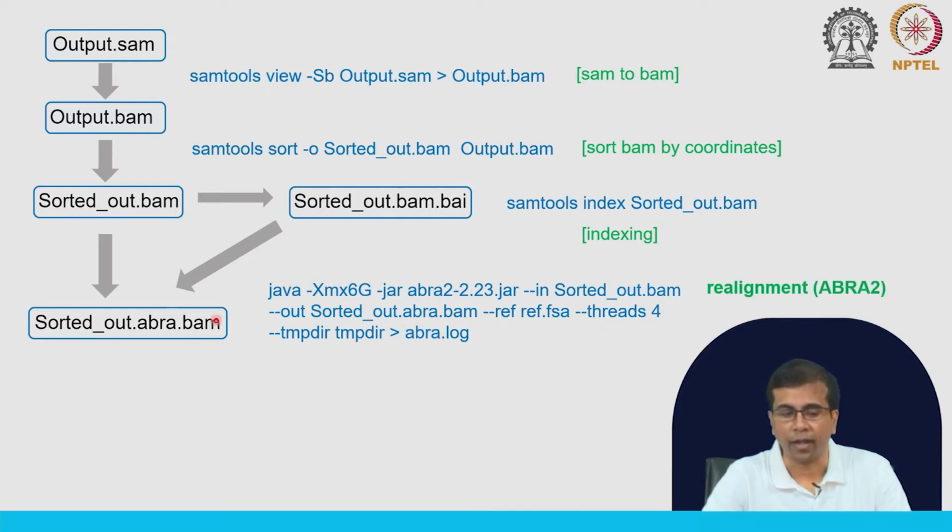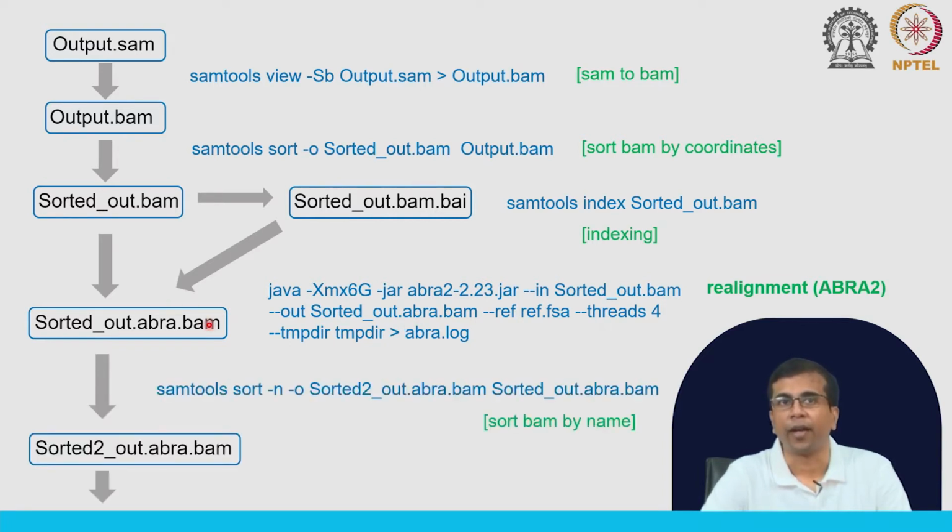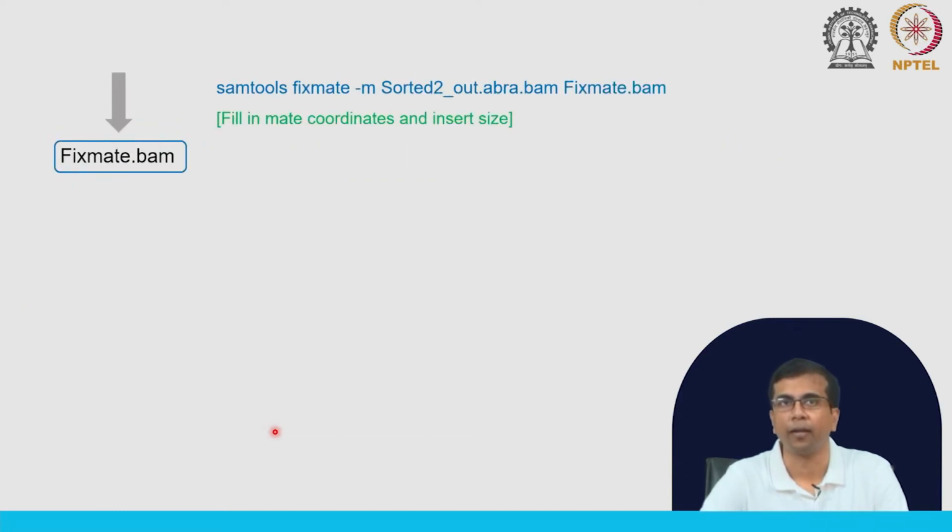Okay, so we got this file sorted out.abrd.bam, and then we again sorted by name. These steps are actually necessary because of the tools that we are using. They can take data in certain formats after sorting, etc. So this one we call sorted2out.abrd.bam, and this sorting is by name, not just by position. That's why this -n option.